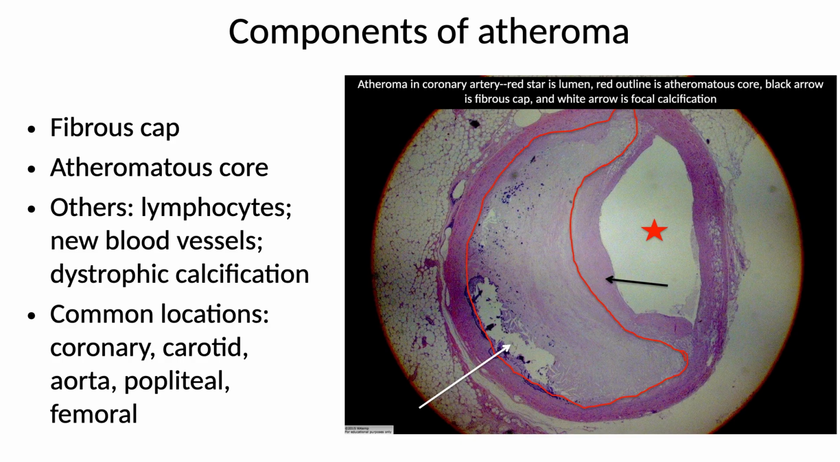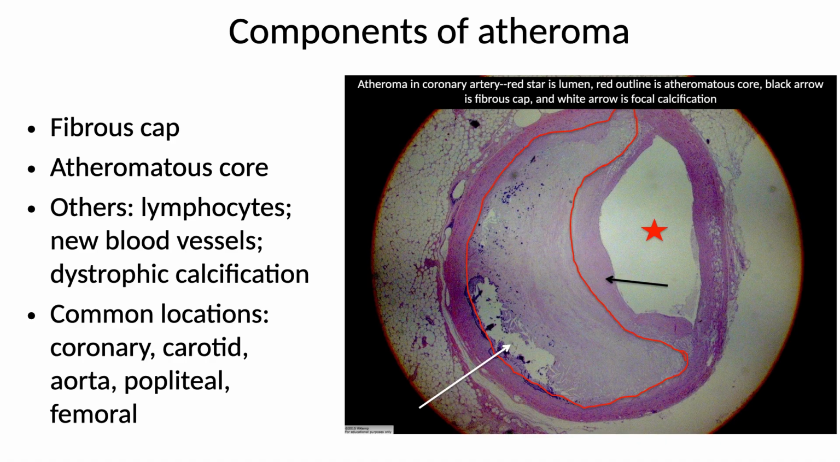So with an atheroma, there are different components. You can see to the right of it, the star is the lumen of the coronary artery. The black arrow is the fibrous cap. So remember, this is what's made by mostly smooth muscle cells that secrete collagen and elastin. And the thicker that is, probably the more stable it's going to be. It's like a dense band of fibrosis, and it's going to be hard for it to rupture.